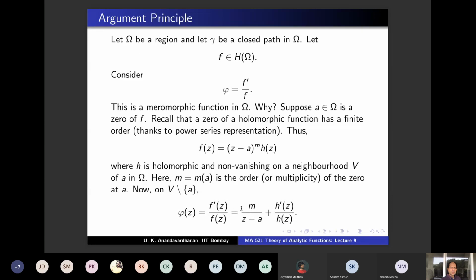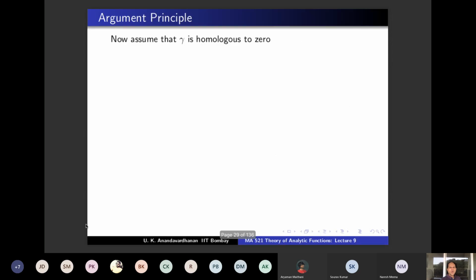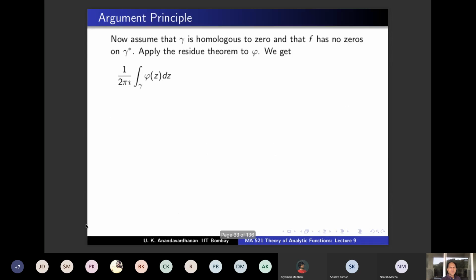You can take the zeros. It may have many zeros, and all those zeros will be poles of phi. And at each pole, the order of the zero is exactly the residue of this function at that particular point. So applying the residue theorem, you will get summation of residue times the index.